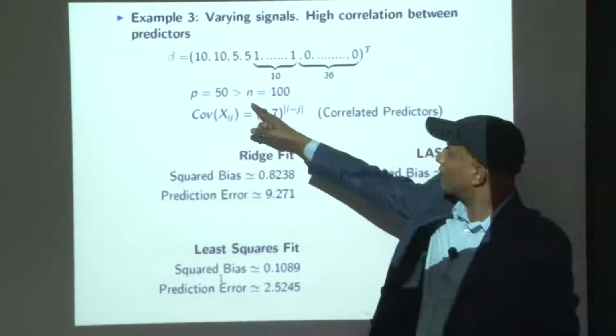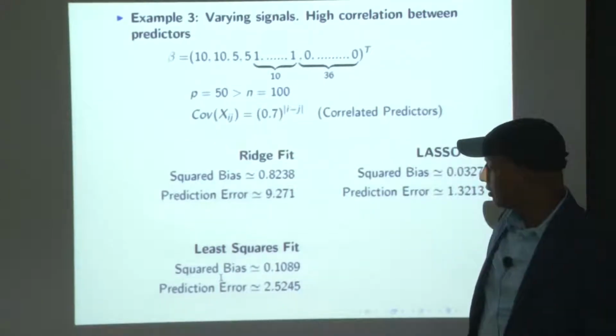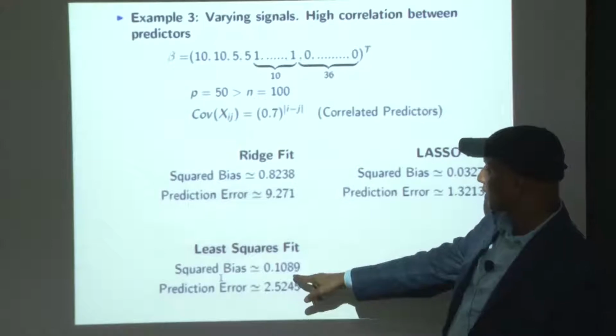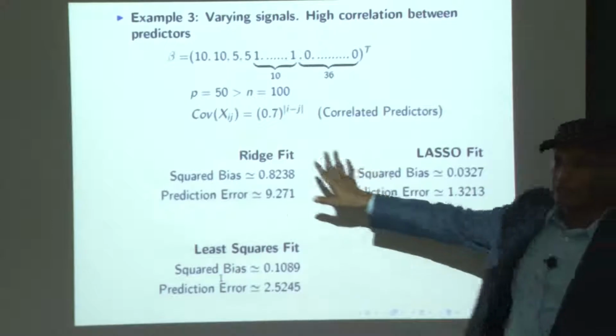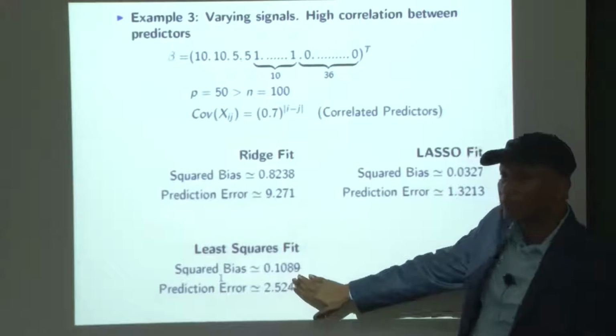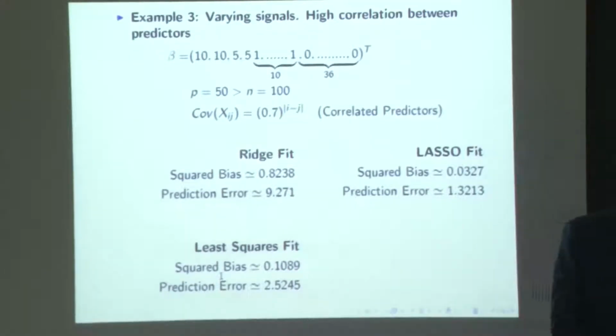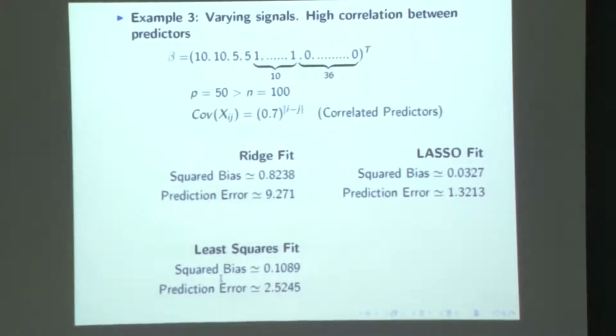Since this was the case p less than n, you can do the least square as well. For the least square, it is 0.1089, and the prediction error is 2.52 something. So what is your conclusion? Lasso is better than ridge. This one is probably even better than least square, but why did it happen? How do you explain this result?